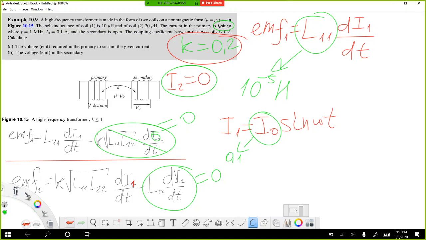and we don't know omega, but we know the frequency f, which is 1 megahertz. If we know the frequency f, we can find omega as well, which is 2 pi f, and it will be equal to 6.28 times 10 to the 6 radians per second.